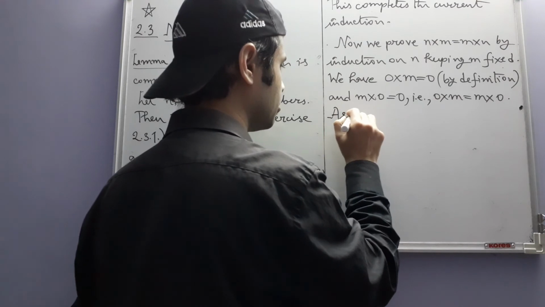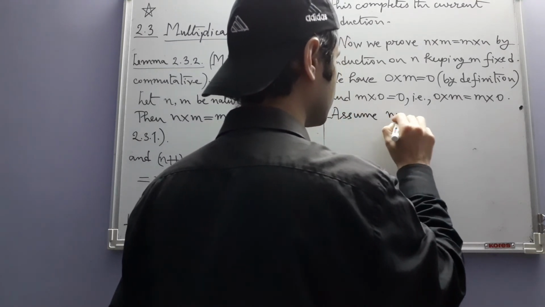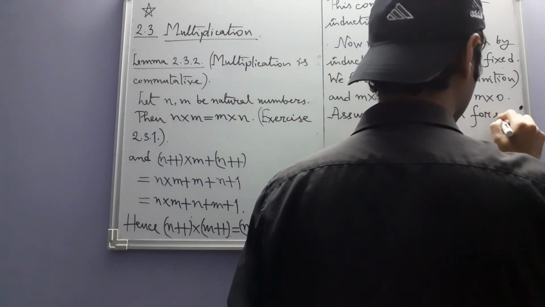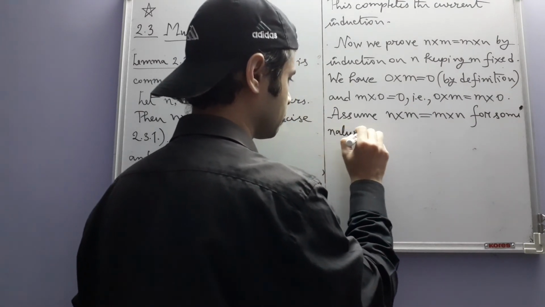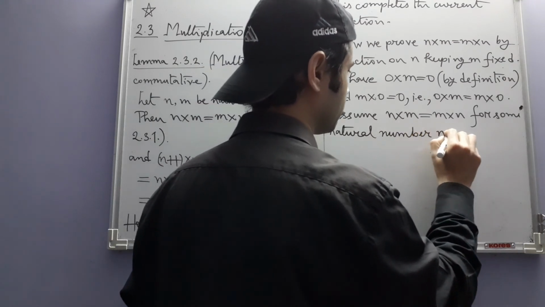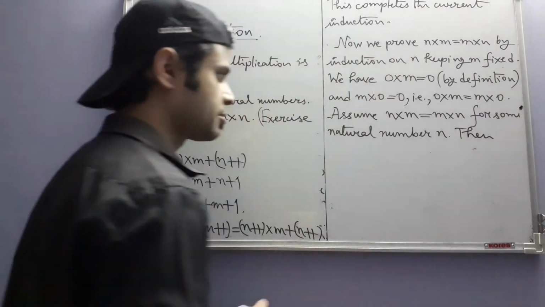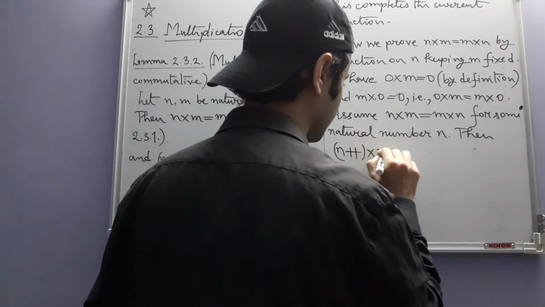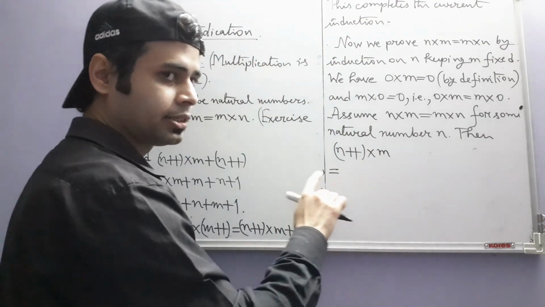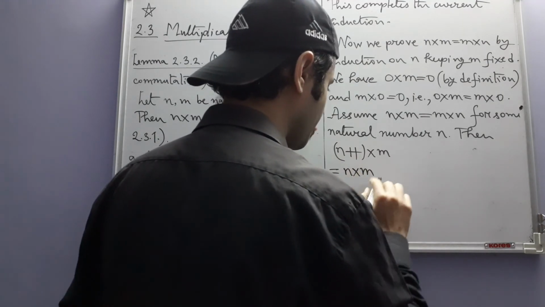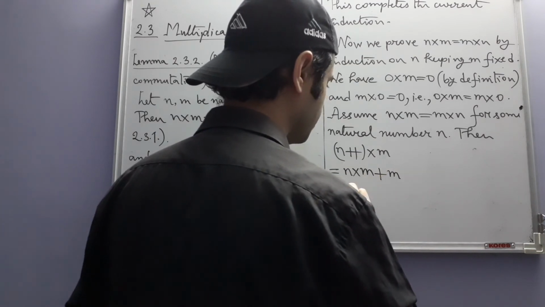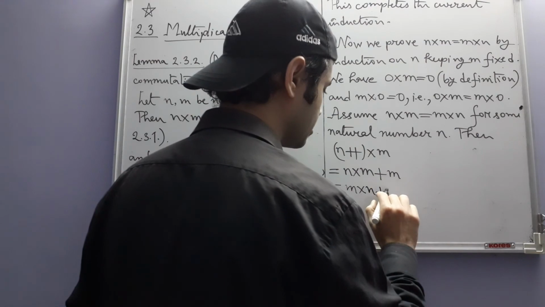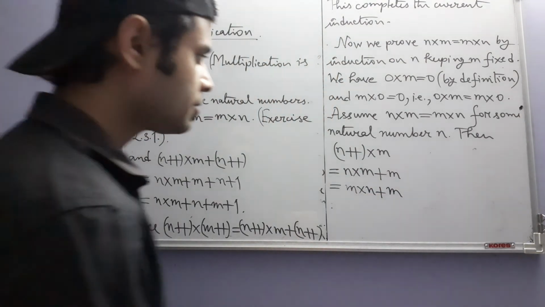Now we make the assumption, or we take the induction hypothesis. This is equal to this for some natural number N. Then we look at the case when N is replaced by its successor, N plus plus cross M. This is equal to, if I apply the definition of multiplication, N cross M plus M. By my induction hypothesis, I get M cross N plus M. So this is one thing.